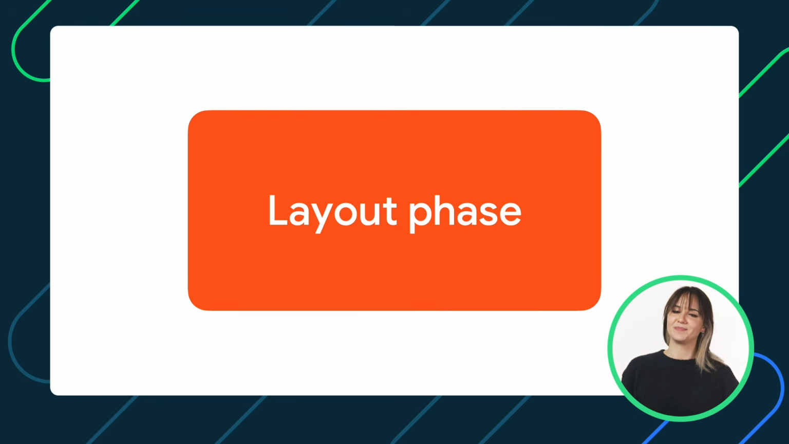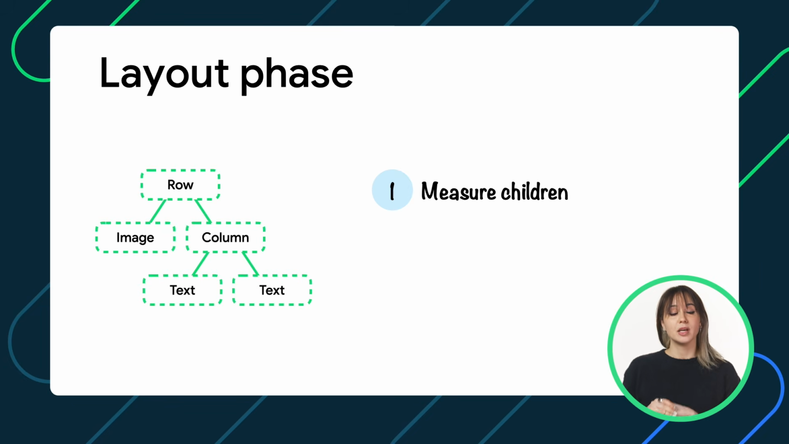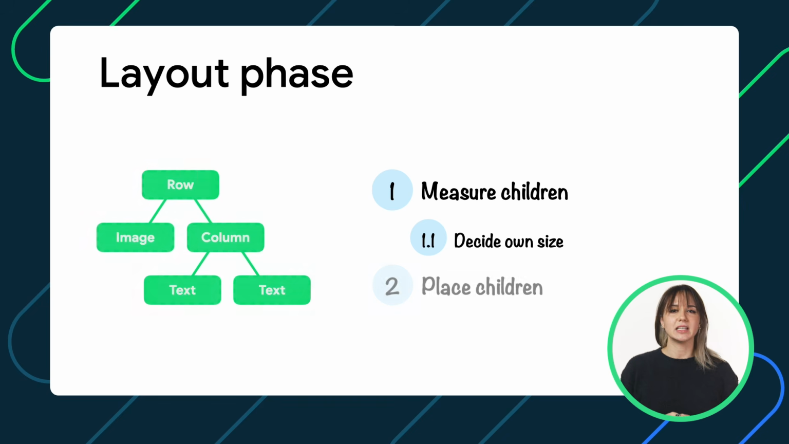Now we've seen the different definitions, let's go over them one by one, starting with the layout phase, and zoom in on it. As mentioned, during the layout phase, each element in the UI tree measures its children, if any, which also enables the parent to decide on its own size. And finally, it places the children in the available 2D space.